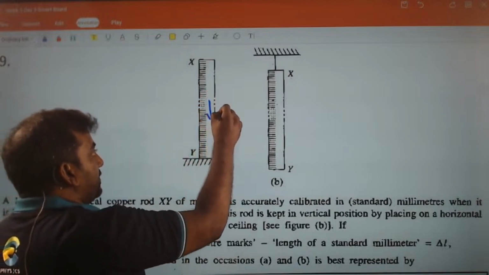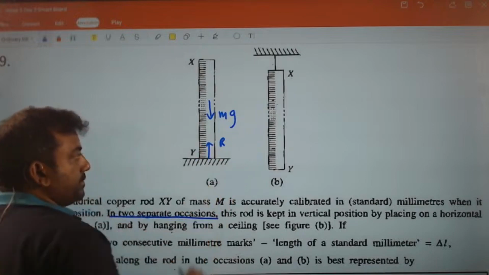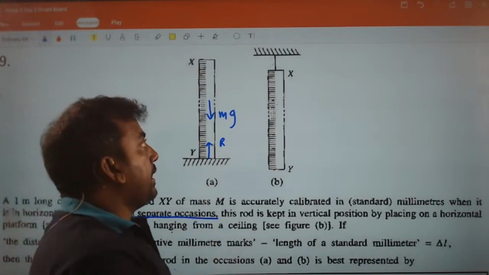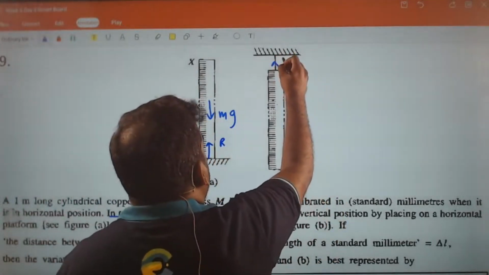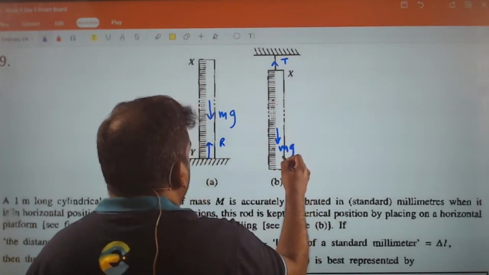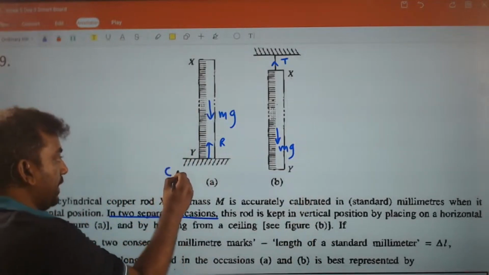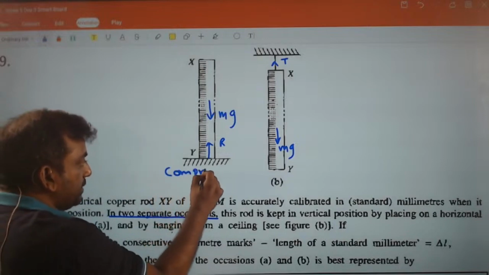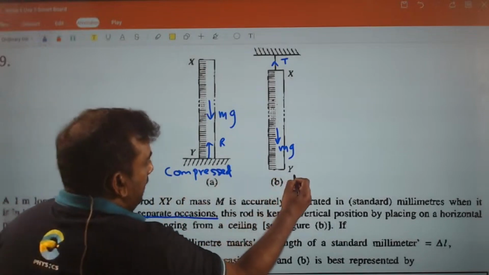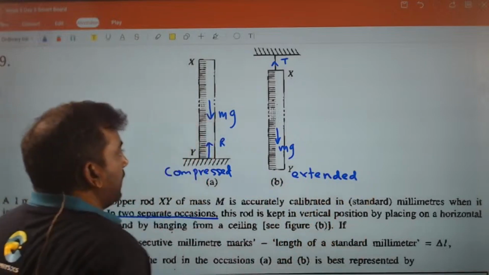Here the rod has a weight. Here there will be a reaction acting. Here it's being pulled. Here weight is acting downwards. So here technically the rod is compressed. Here the rod is what? Extended. Two different ideas.